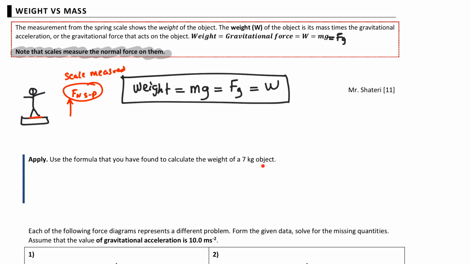So use the formula that you have just found to calculate the weight of a 7-kilogram object. So W is equal to mass times g. And the g value, I forgot to mention, is the gravitational acceleration. And on Earth, g is approximately 9.81. So this is going to equal 7 times 9.81. And this is going to equal 68.67. But I'm only good to one significant figure here. So that's 70 Newton for my final answer.